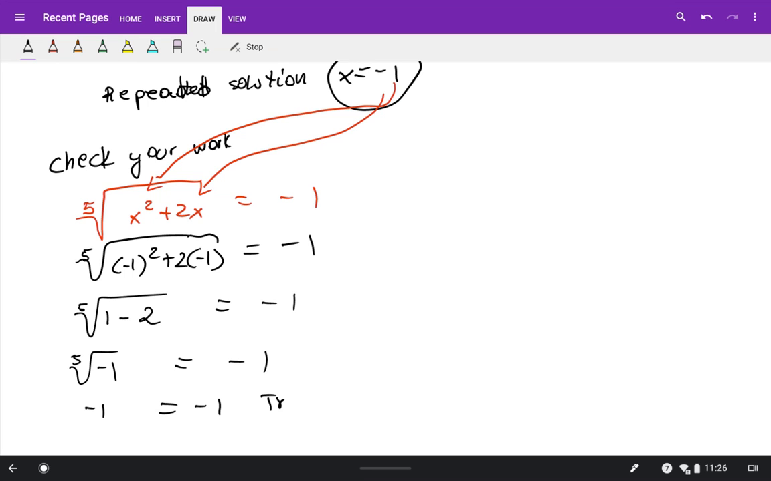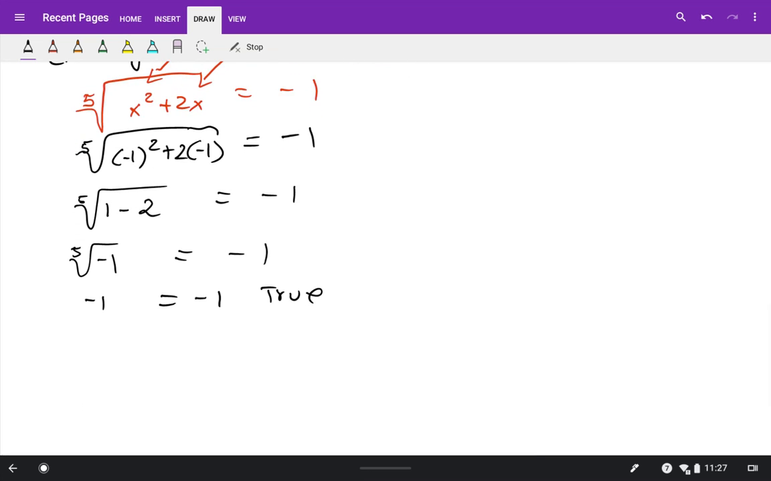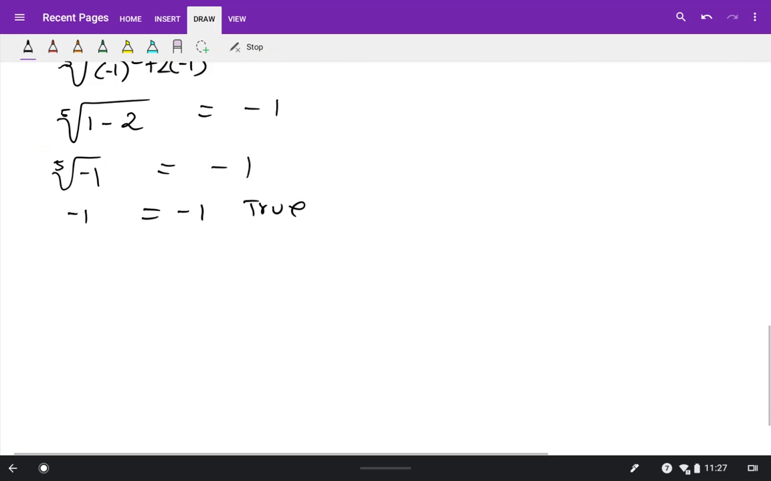So this is true. So when your radical has index which is odd number, you can have negatives under the radical. If the index of the radical is even number, under radical you can only have positive numbers. So let's do the second example.